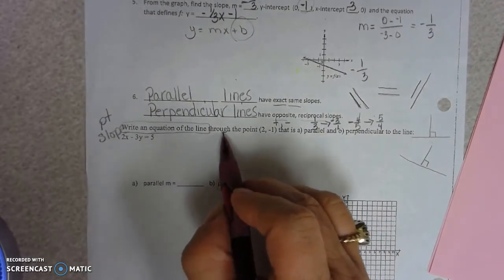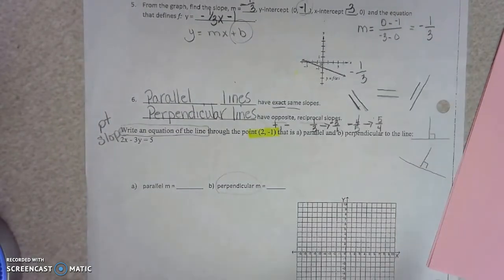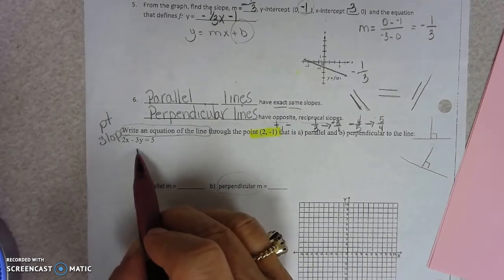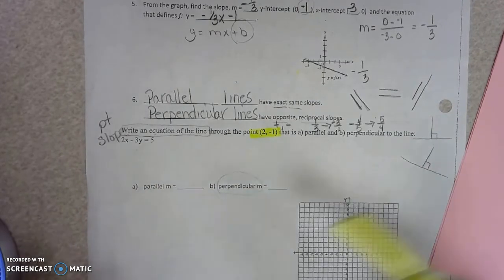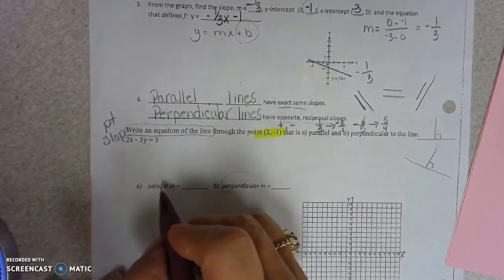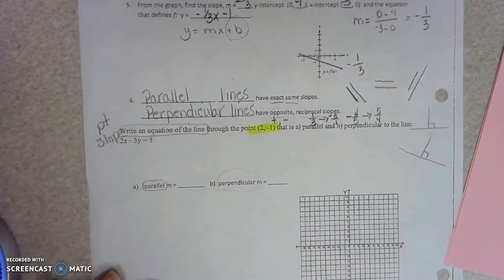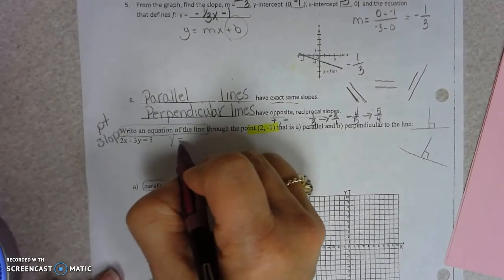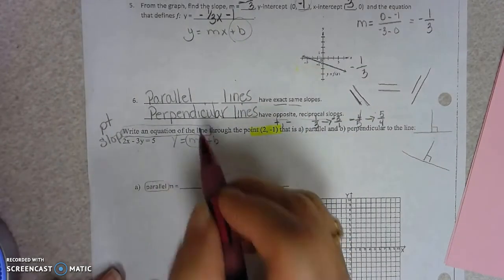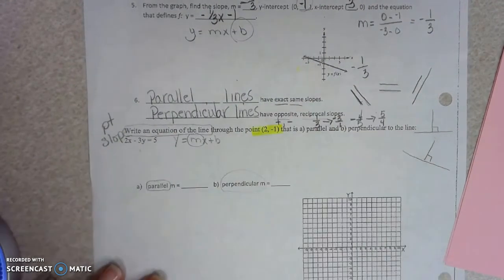So let's see if we have the information we need. The line through the point (2, -1). So yay, we got that information. And it's parallel to that line. So unfortunately, I do not have the slope, but I do know a key word is parallel. Parallel to this one. So if I put it in y = mx + b form, I'll have the slope, because I know that parallel lines have the same slope.